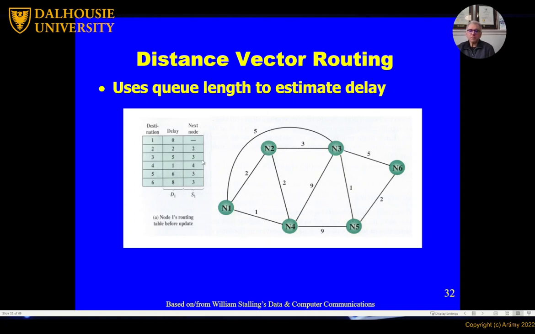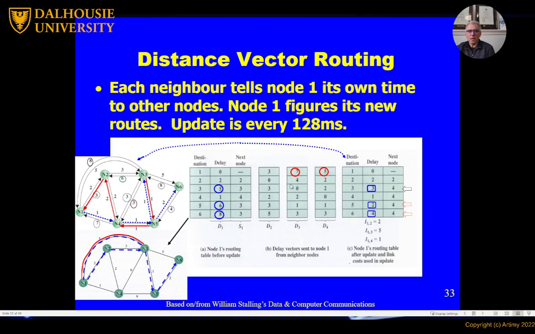And eventually, each one of these nodes will build its routing table based on the information that it gathers from its immediate nodes. So here is an example where initially node 1 has a list of destinations 1, 2, 3, 4, 5, 6, and it has the delay that is required to reach the next node. To reach itself, of course, the delay is 0. To reach 2, the delay is 2. To reach 3, the delay is 5. And to reach 4, the delay is 1, and so on. Right? That's when it starts.